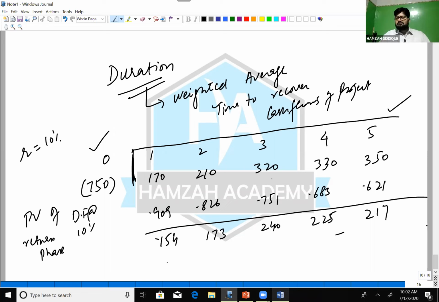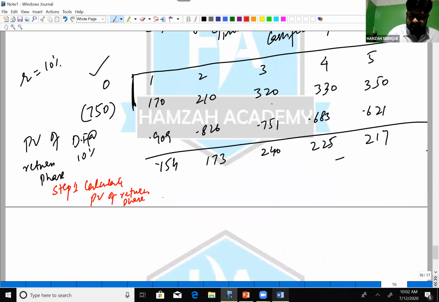Now, students, the first step, which we have done: Step 1, calculate present values of the return phase. So what is the total sum of this? Sum of the return phase: 154 plus 173 plus 240.